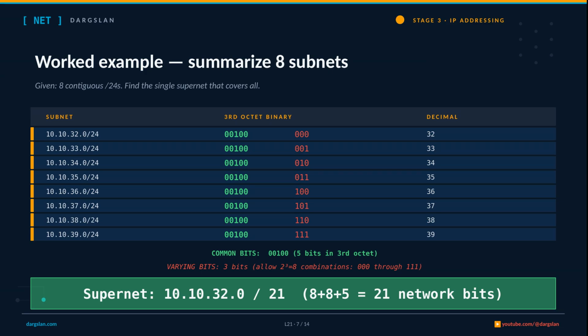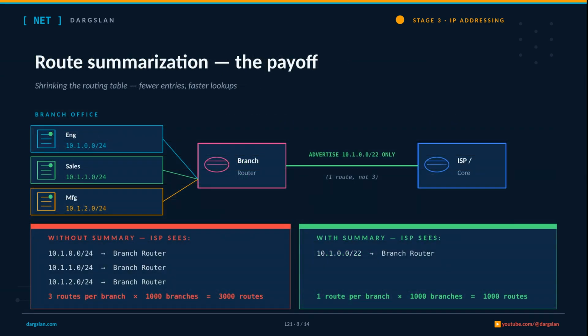Add it up. 16 bits plus the 5 common bits gives a 21-bit prefix. So the supernet is 10.10.32.0/21. Now here's why we bother doing the math.